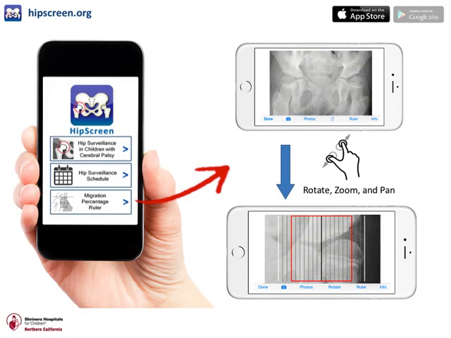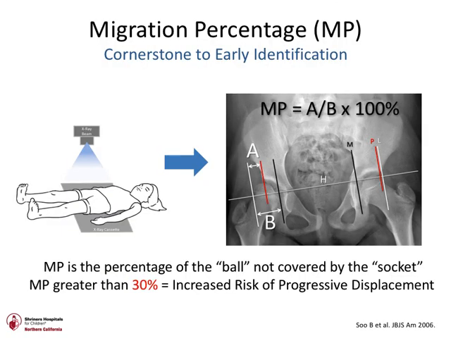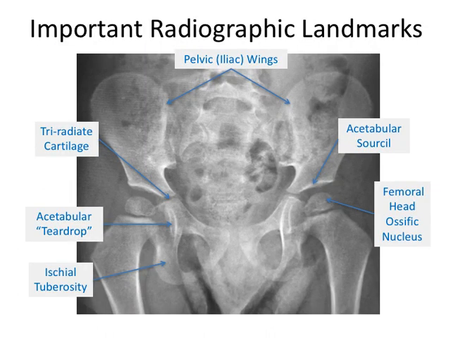So let's get into some details about how the migration percentage ruler works, which is probably the most innovative part of this app. So as I spoke to you before, the migration percentage is the percentage of the ball that's outside of the socket. But to really arrive at that percentage, you need to better understand the radiographic landmarks. So I'd like to go through the radiographic landmarks so that we're all speaking the same language.